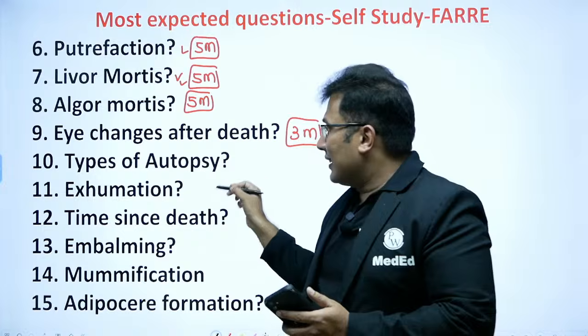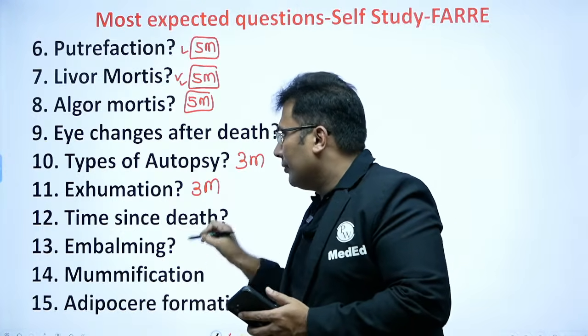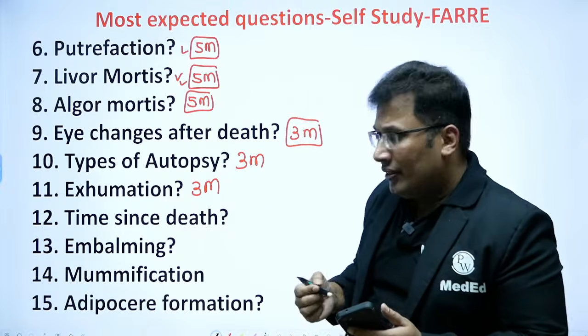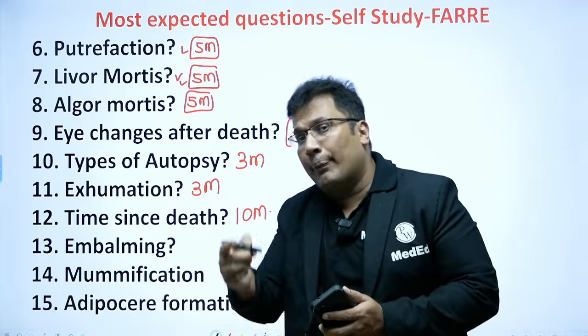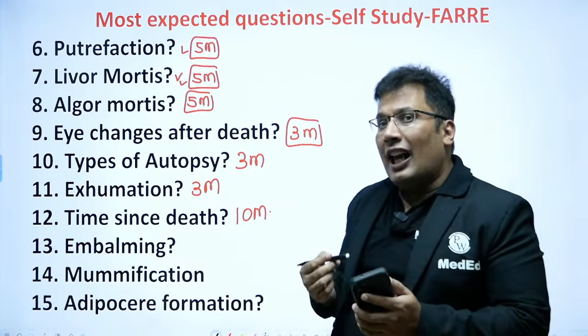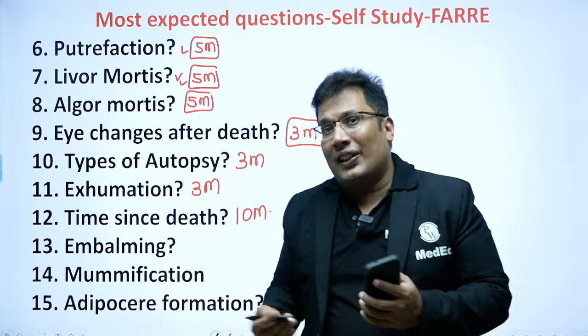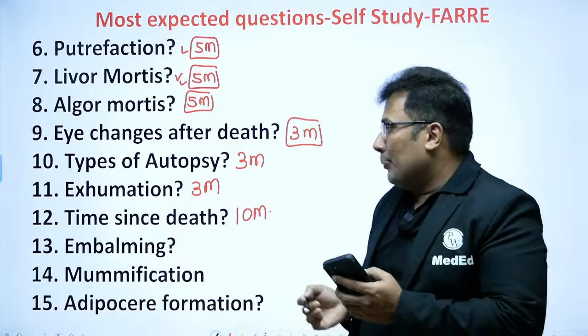Types of autopsy, we discussed already, 3 marks. Exhumation, 3 marks. Time since death with various methods, it can be 10 marks. It's given in the Forensic book, you can just go through that. Time since death with the help of rigor mortis, livor mortis, with the help of other changes in the body. So that is time since death.